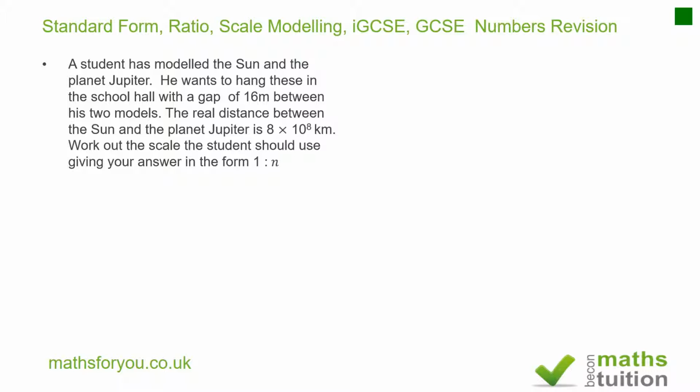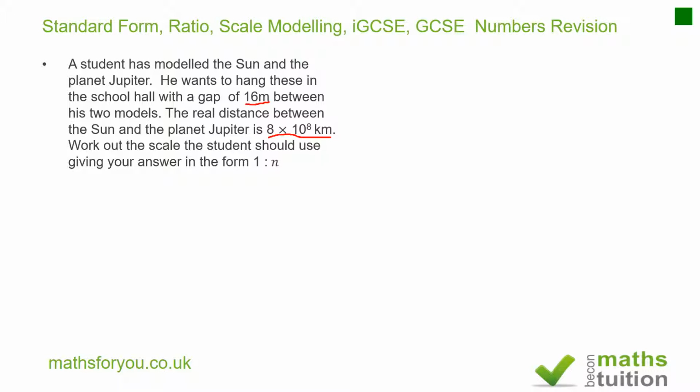Now, he wants to hang these in the school hall with a gap of 16 meters. Now, the unit here is important. With a gap of 16 meters between his two models. Now, the real distance between the Sun and the planet Jupiter is 8 times 10 to the power 8 kilometers. Again, watch the unit here. It says, work out the scale the student should use, giving your answer in the form 1 to n.